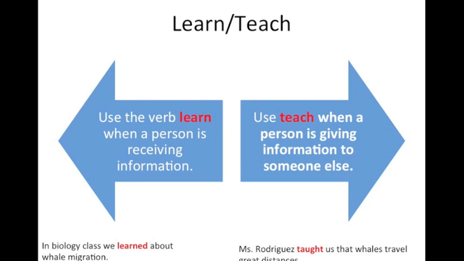Use teach when a person is giving information to somebody else. Ms. Rodriguez taught us that whales travel great distance. This is another correct usage, as the past tense of teach, taught, is being used to show that a person is giving information.